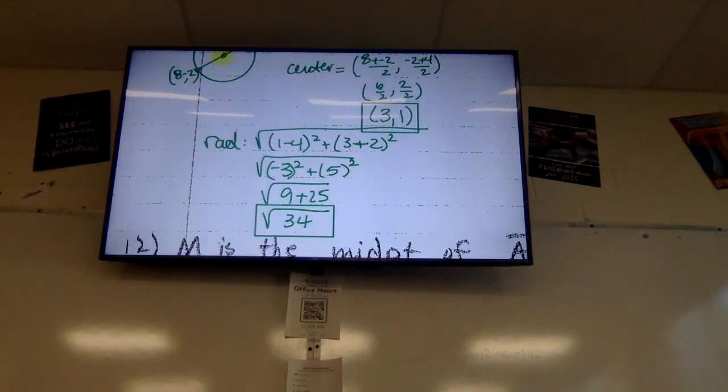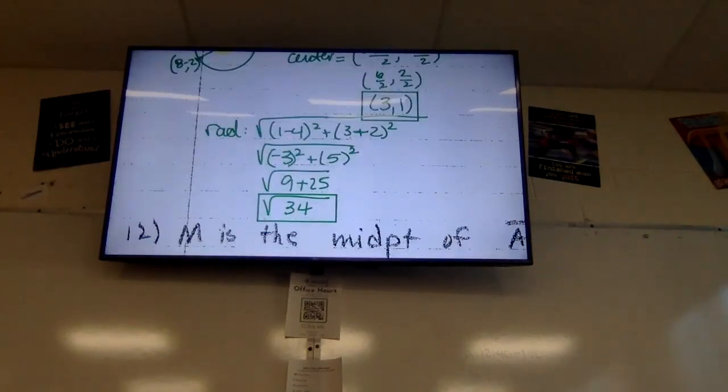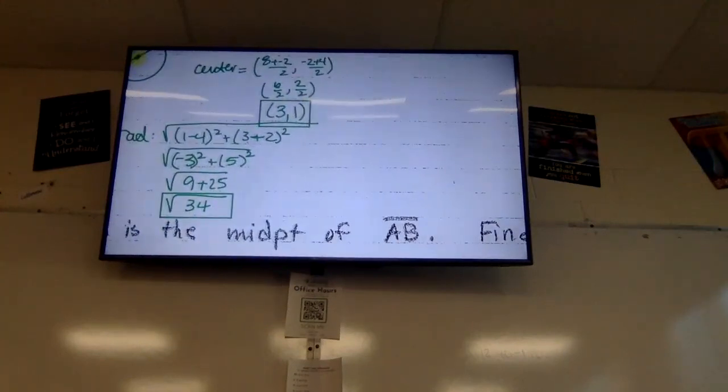Right, I've got my center on the board and I've got my radius on the board. Feel free to check. Do you have any questions so far? Okay, last thing we gotta do is just put them all together. X minus 3 squared plus y minus 1 squared equals the square of the square root of 34, which is just 34.